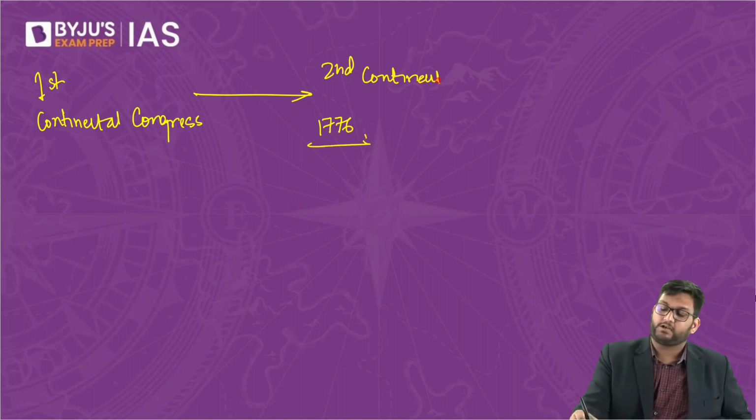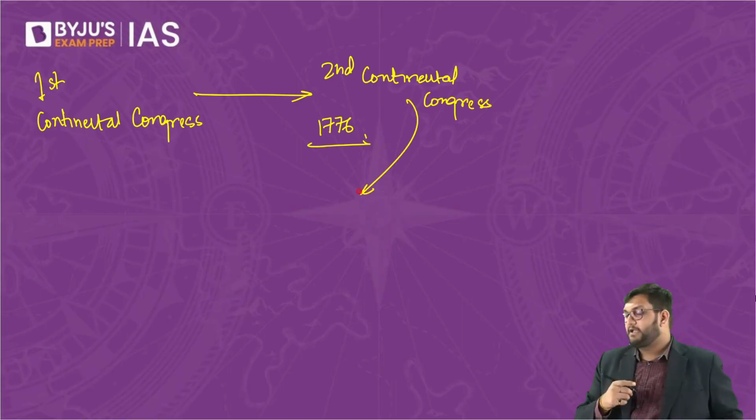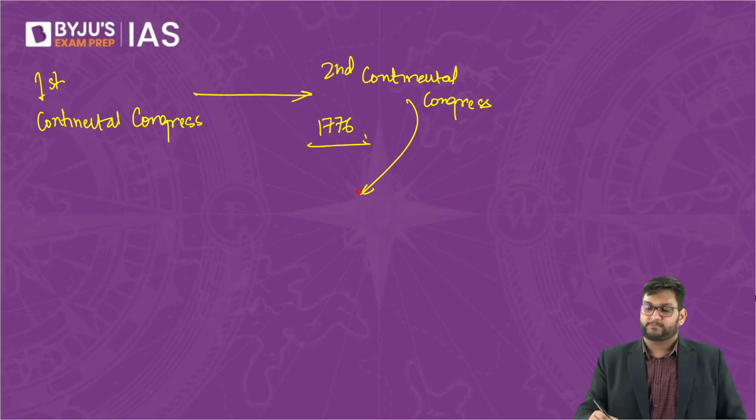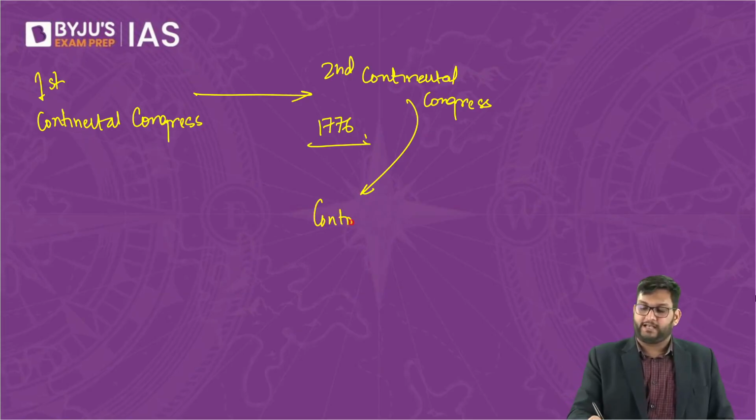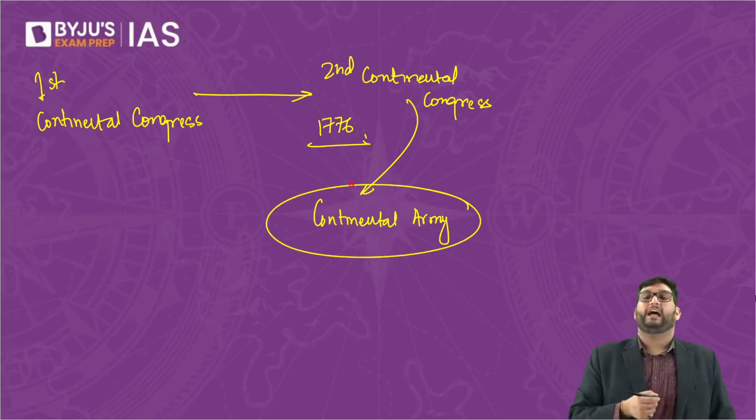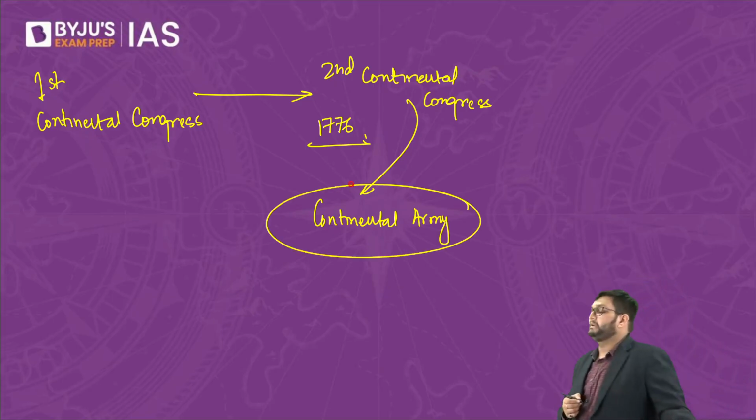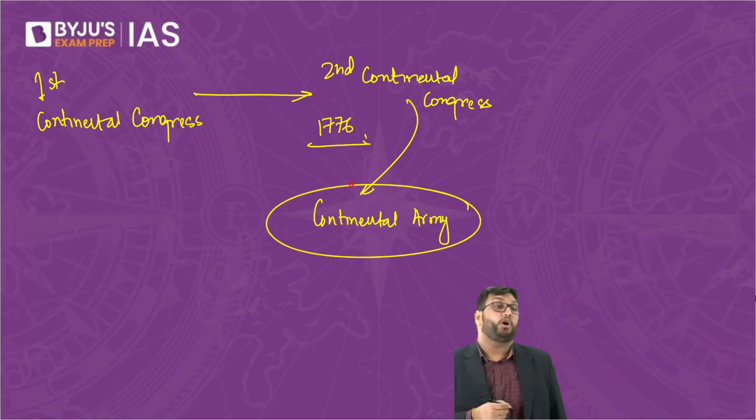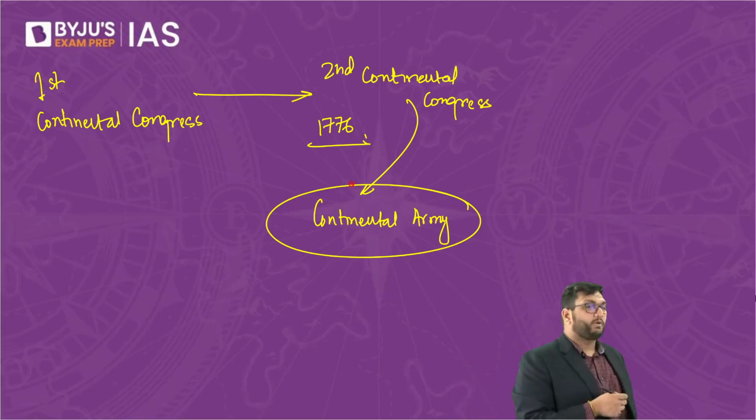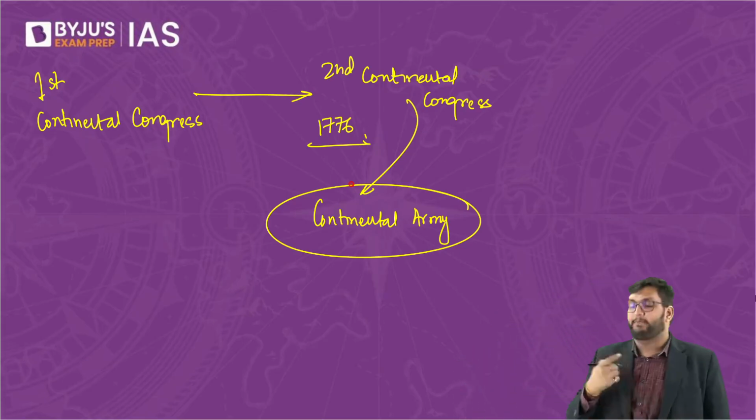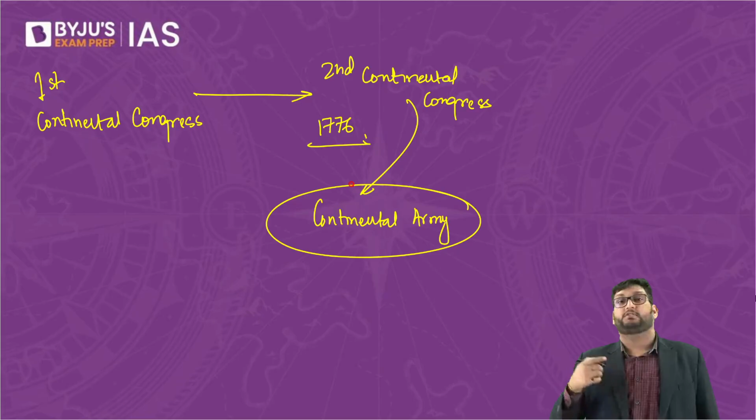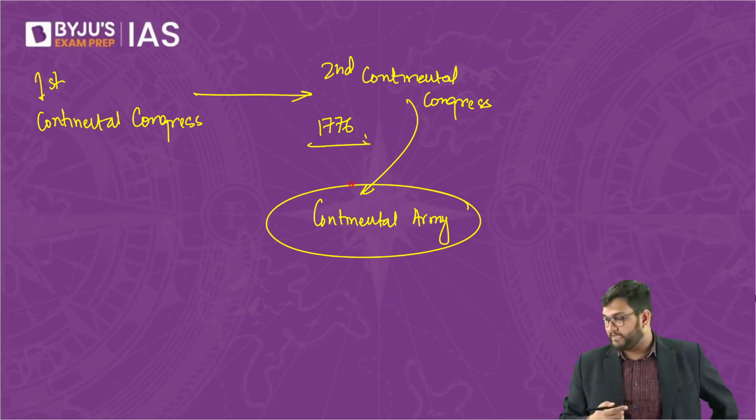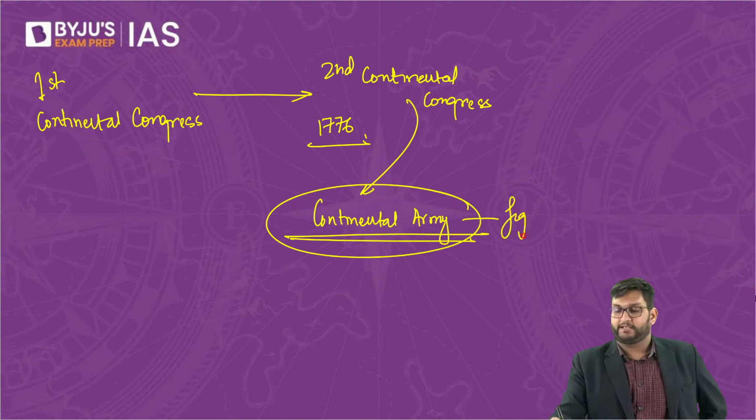But the Second Continental Congress is very, very significant, because it is here that they are going to establish what is called the Continental Army. Again, don't go by the name. The Continental Army will be given under a commander. His name was George Washington. George Washington is going to be the first commander of the Continental Army, and also the first president of America. The point is, he will now fight the British.